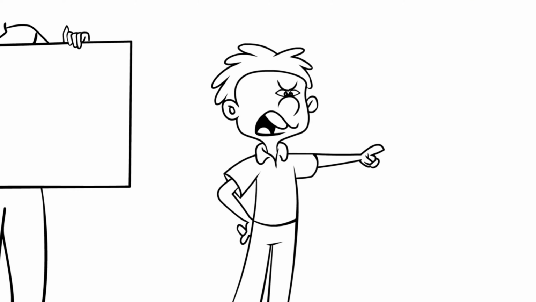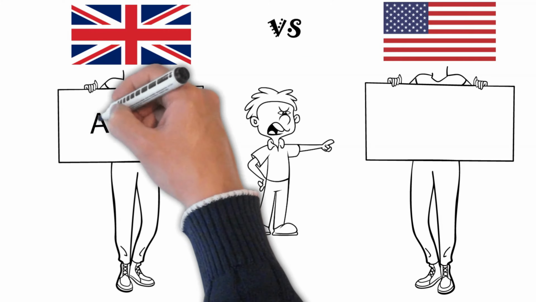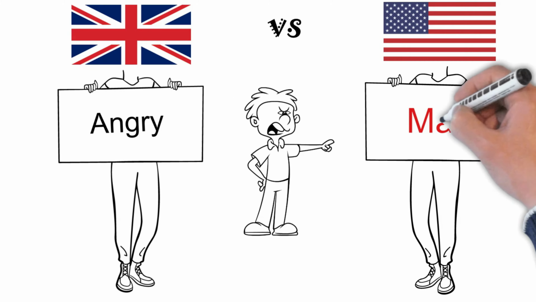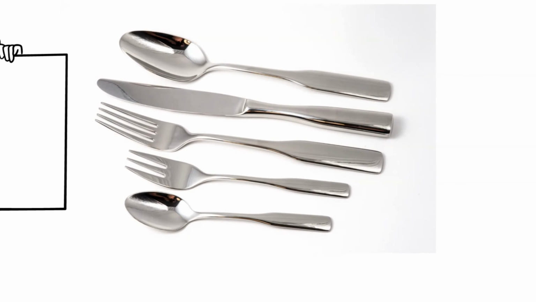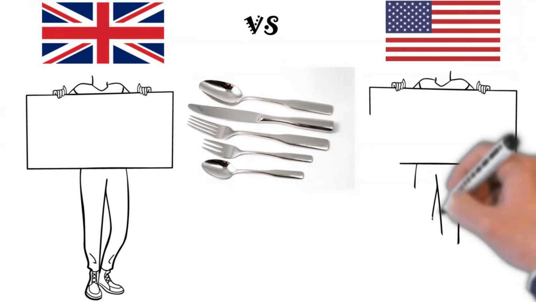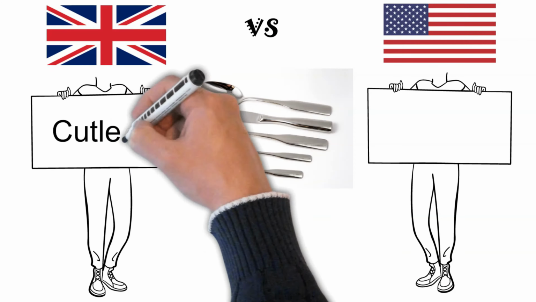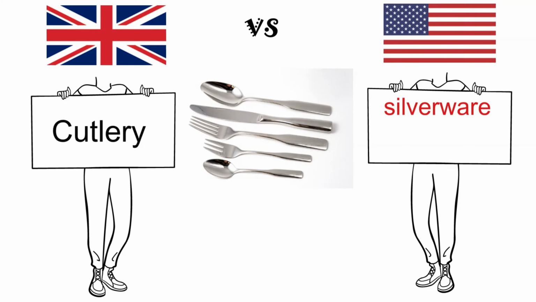Let's have a look at the picture and compare British English with American English. Now, as you can see, British people use angry. On the other hand, American people use mad. Now, let's move on to the next word. As you can see, British people use cutlery, and American people use silverware, flatware.